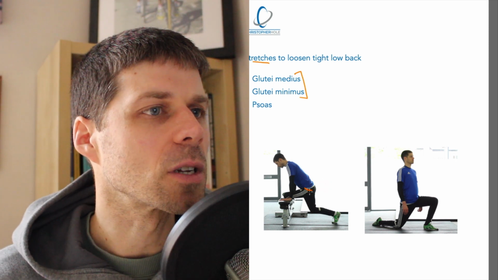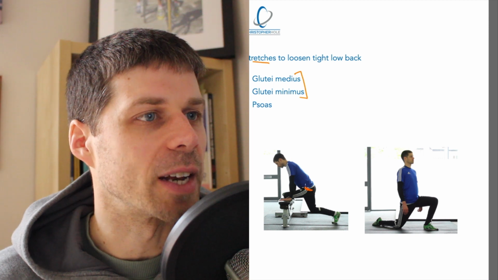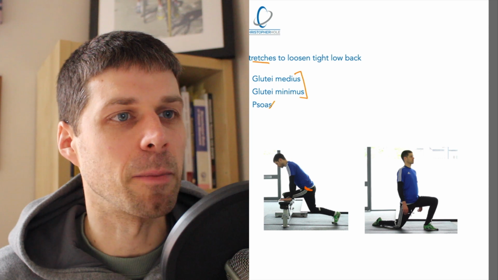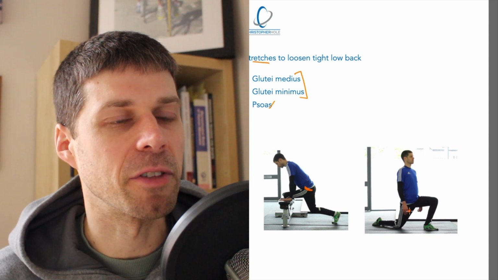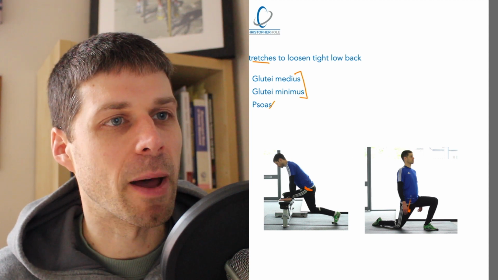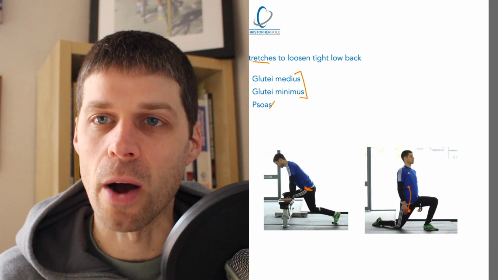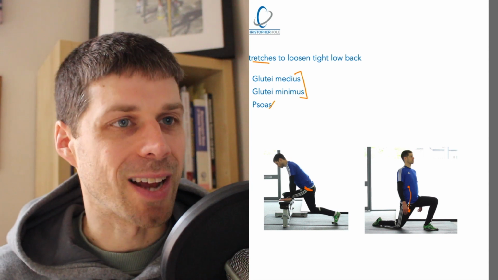But we've got glute medius, glute minimus on the side here. So this stretch will stretch this one. Then we've got psoas going up from the top part of the femur, up through the pelvis into the area where T12 begins. So we're stretching that area.